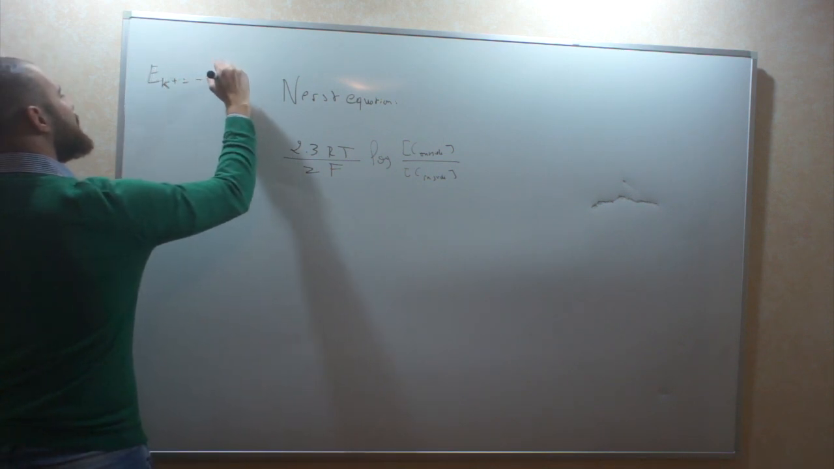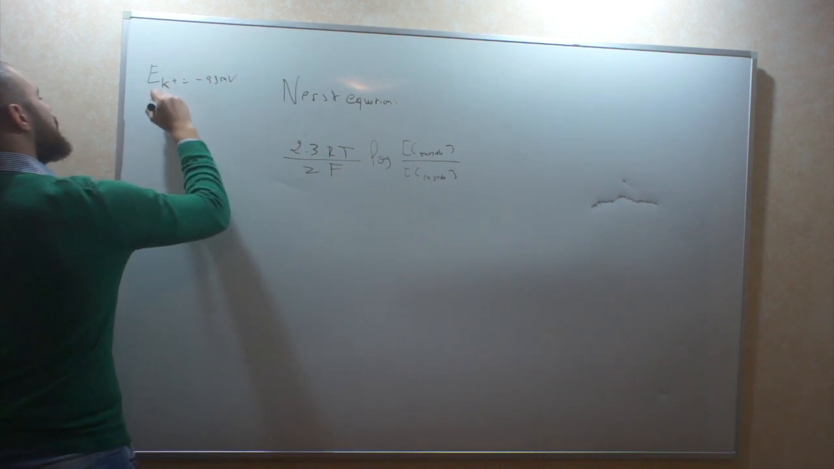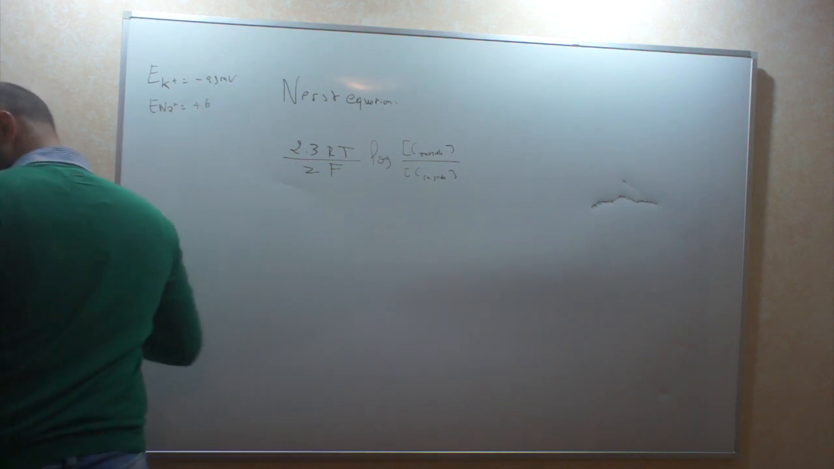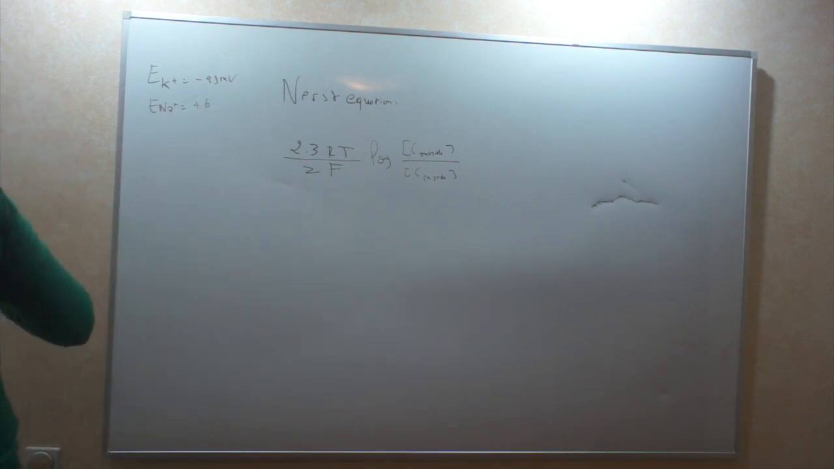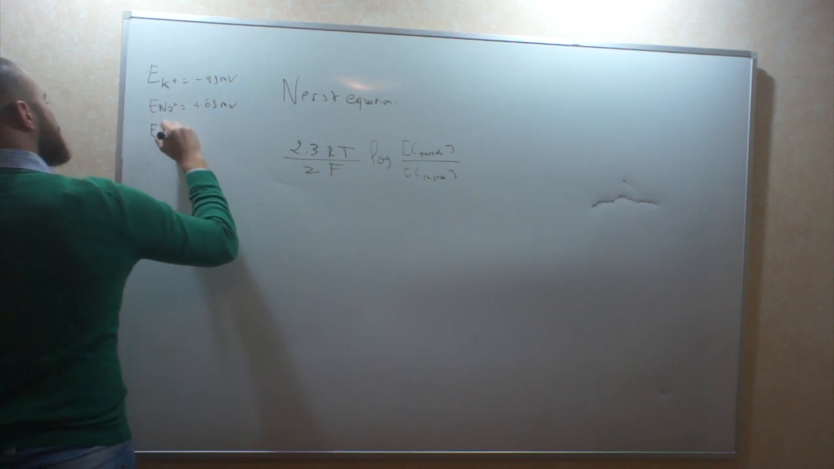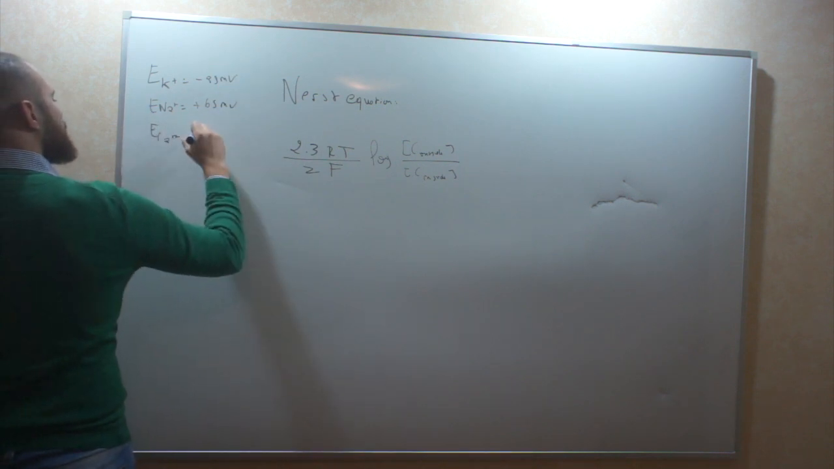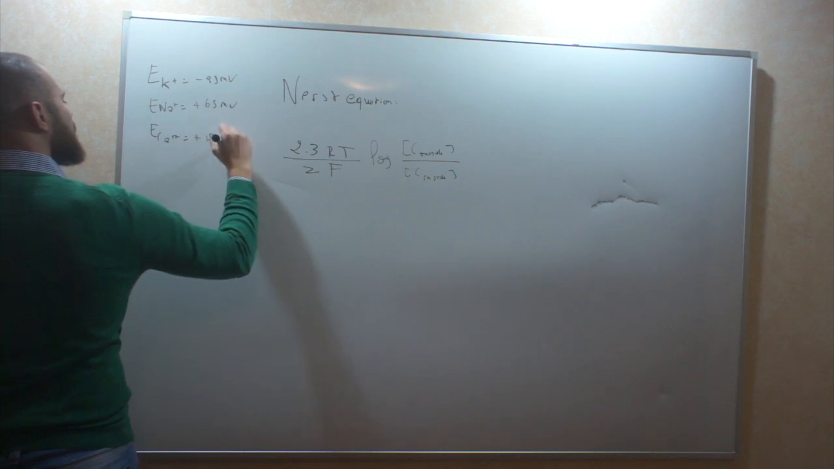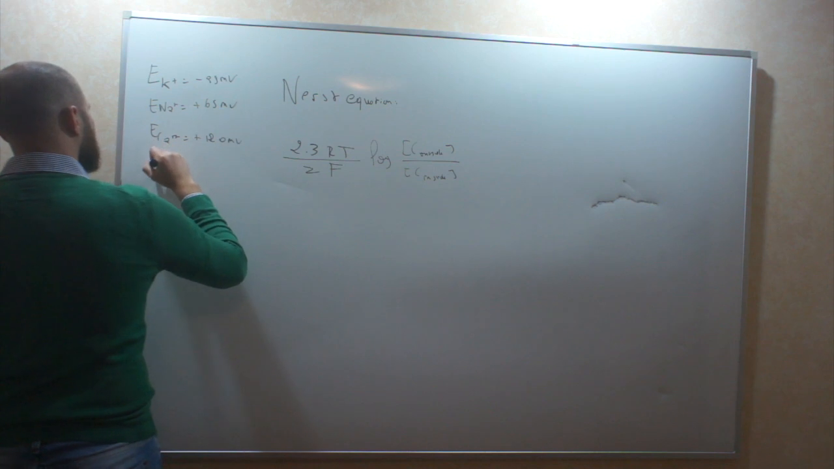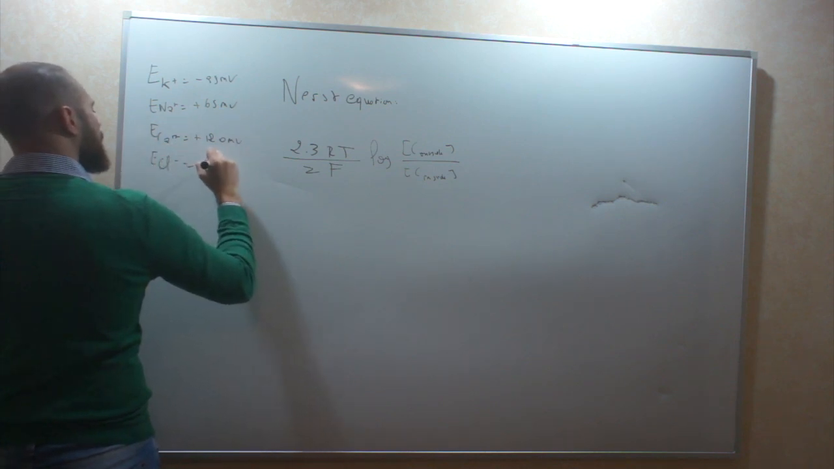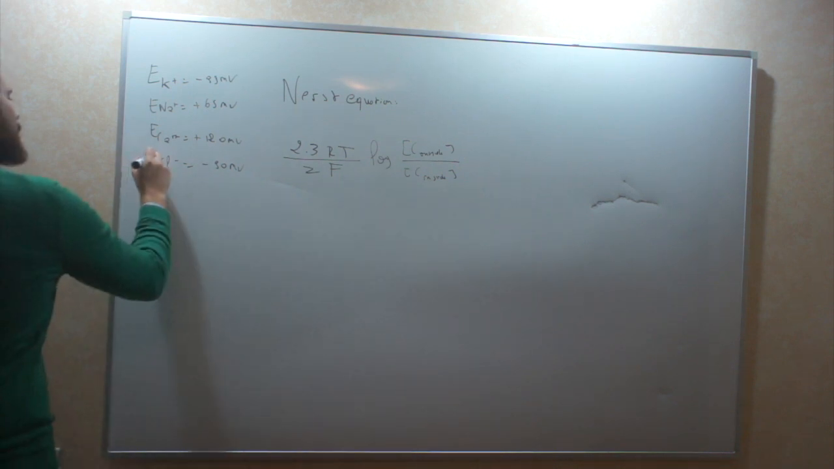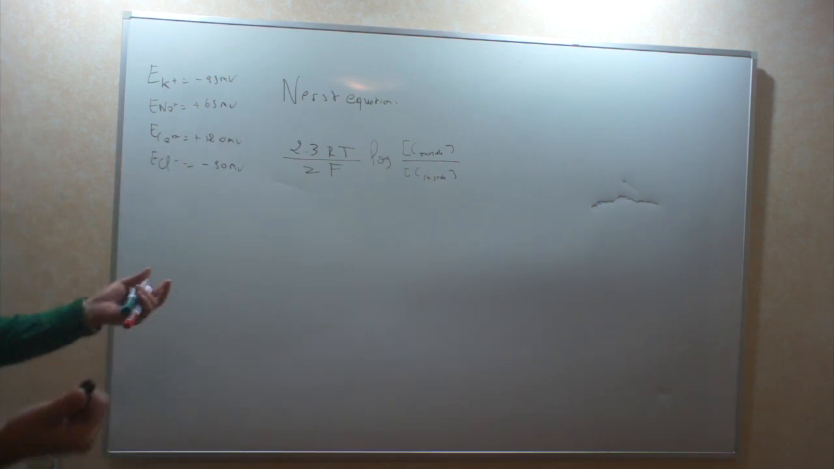Minus 95 millivolt. For the sodium, it's plus 65 millivolt. For calcium, it's plus 120 millivolt. And for chloride, it's minus 90 millivolt. So you see, it's not complicated.